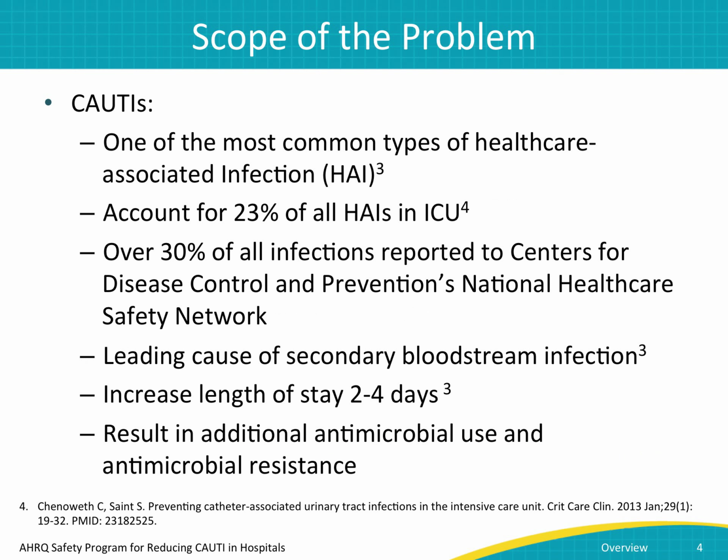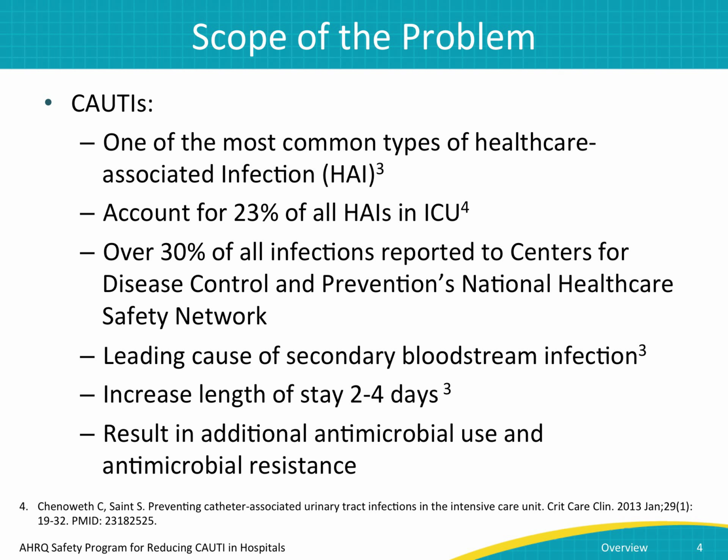With that in mind, it's easy to understand why CAUTIs are one of the most common types of healthcare-associated infections, or HAIs. They represent 1/4 of all HAIs in intensive care units, and nearly 1/3 of all infections reported to the Centers for Disease Control and Prevention's National Healthcare Safety Network, and are the leading cause of secondary bloodstream infections.